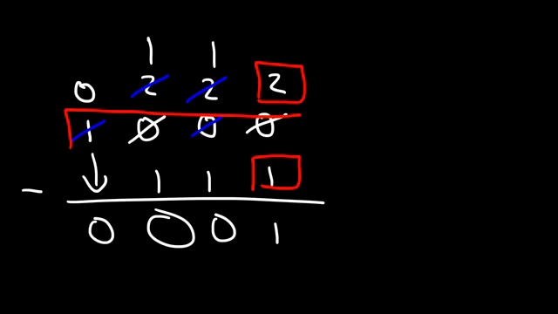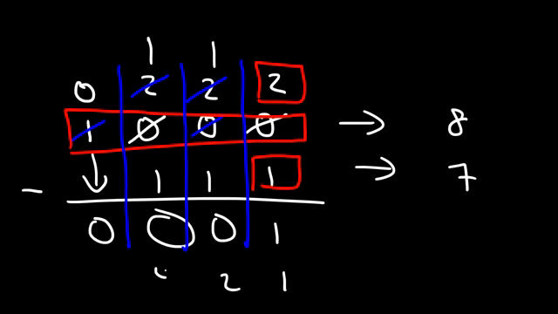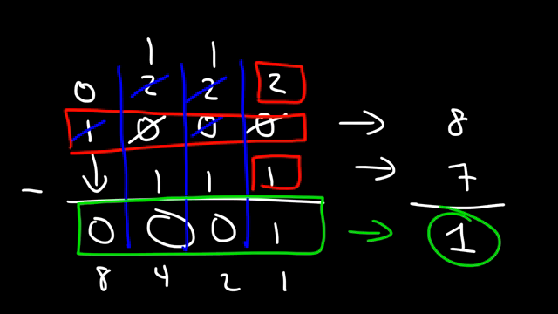Now, 1000, that's equal to 8. And 111, that's 7. Keep in mind, if we separate everything into columns, this has a column value of 1, 2, and then 4 and 8. So this one corresponds to 8. And here this is 4 plus 2 plus 1, which is 7. And 8 minus 7 will give us a 1. And so the binary number 0001 has a decimal value of 1.